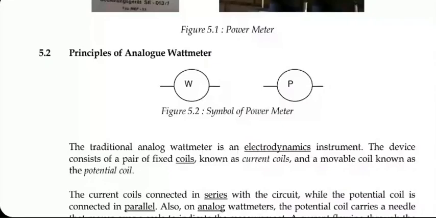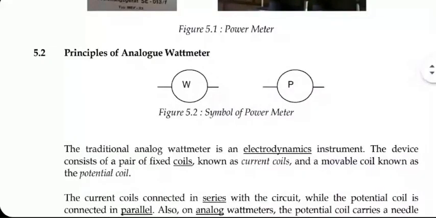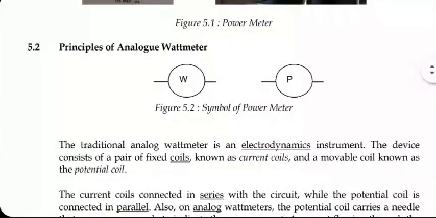Analog and digital are the two varieties of power meters or watt meters. And the simplest one, or the most commonly used one, is the electrodynamics type of machine, where you are using the galvanometer concept, but more than one coil coming into the picture. Potential coil or voltage coil mean the same thing. Some people call it potential coil, some people call it voltage coil.